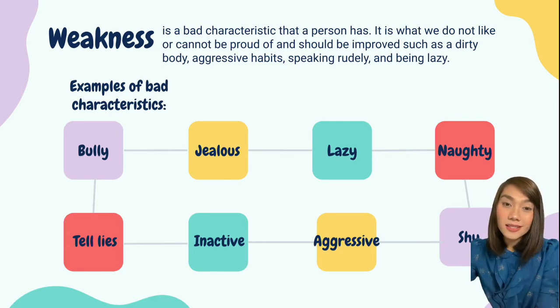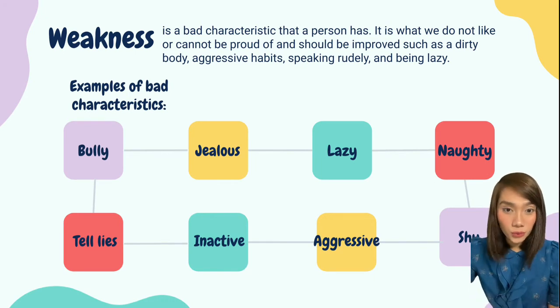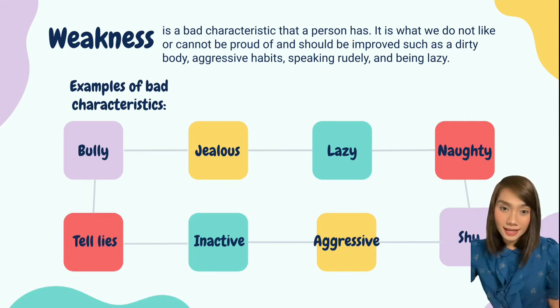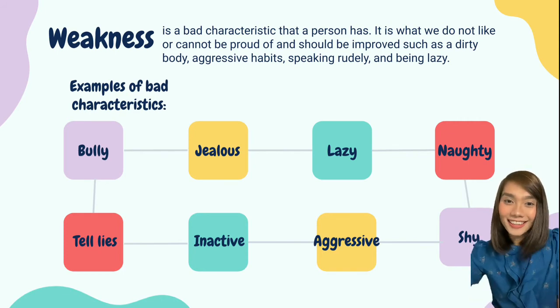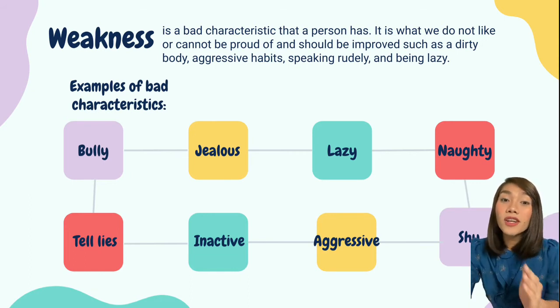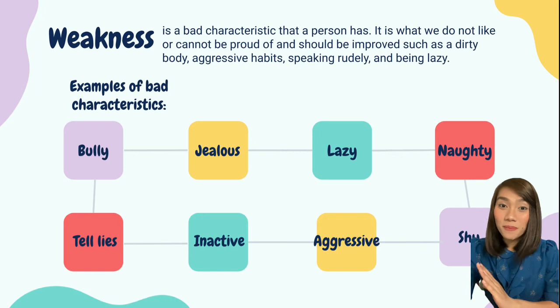Next would be lazy. As a student, it is not good that you are very lazy. As a student, you should be very, very diligent and supportive of what you do. Don't be lazy. Do things that you should do all the time. Next would be naughty. Most of the students say they are naughty. So please don't be naughty, and always have good behavior.